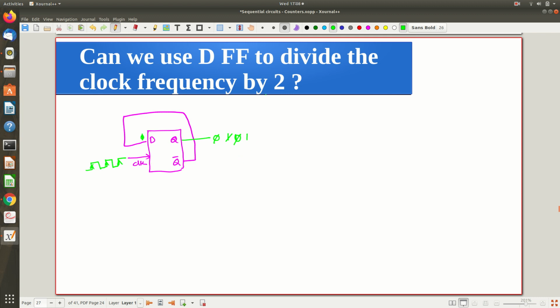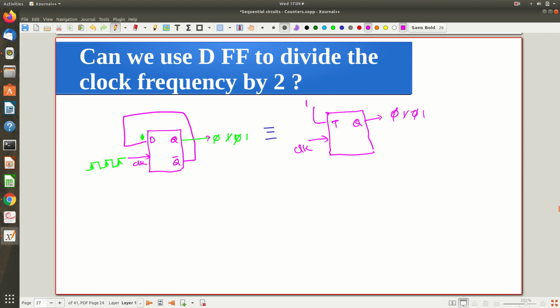So this one is equivalent to what? Our T flip-flop connected in toggle mode. Hope you remember. Both circuits are the same. So here also, if you observe this Q, it will keep changing like 0, then 1, then 0, then 1, like that. The same behavior you can observe, okay? Same thing.